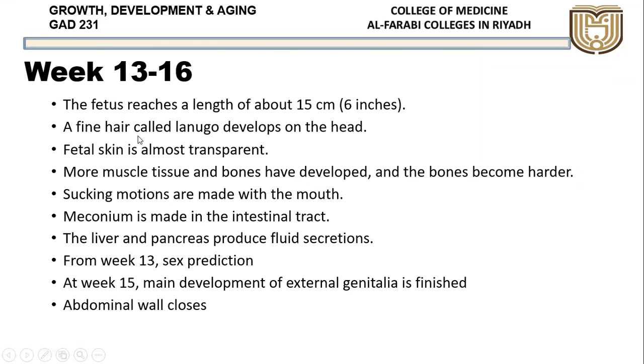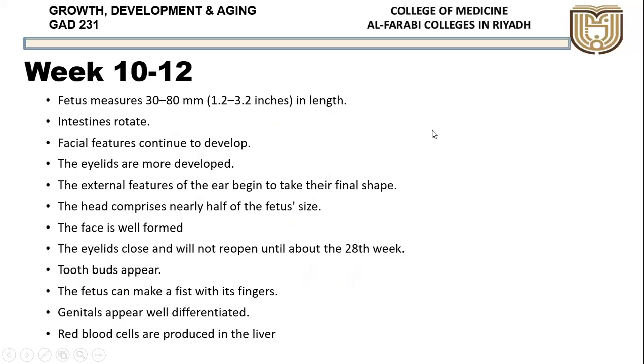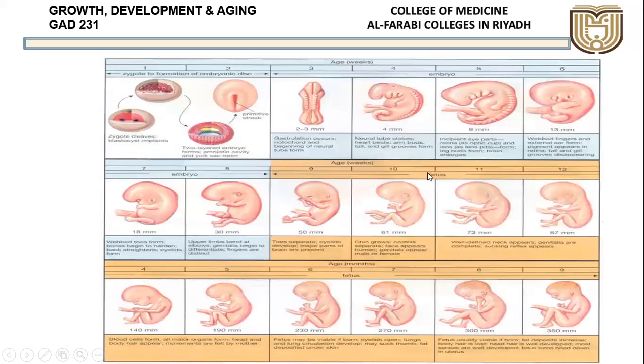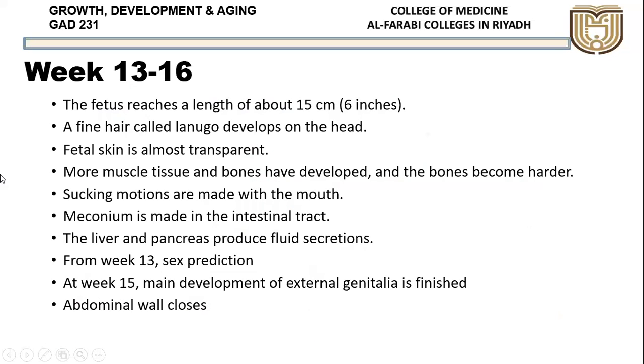And a fine hair called lanugo develops on the head. Now the head, which was bald till now, with no hair till here, will start forming hair on the skull. So these are very primitive hairs. They have a specific name, called lanugo.